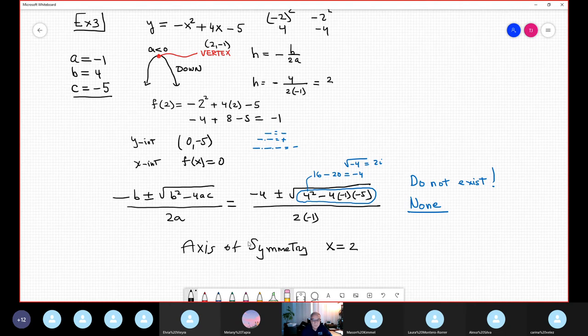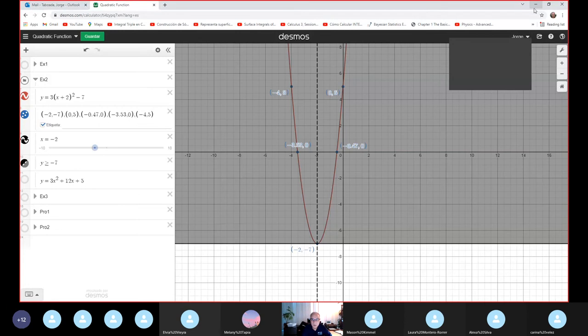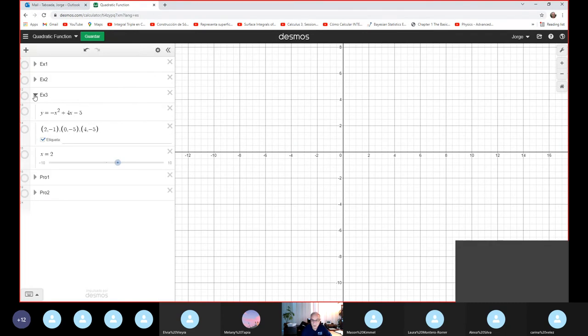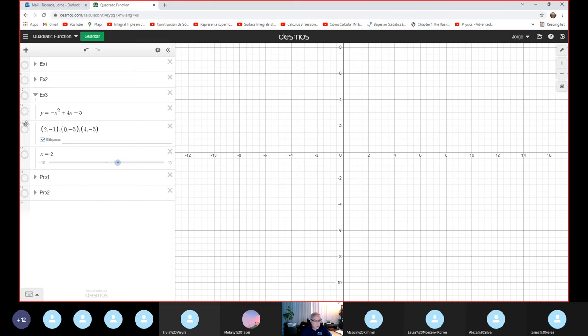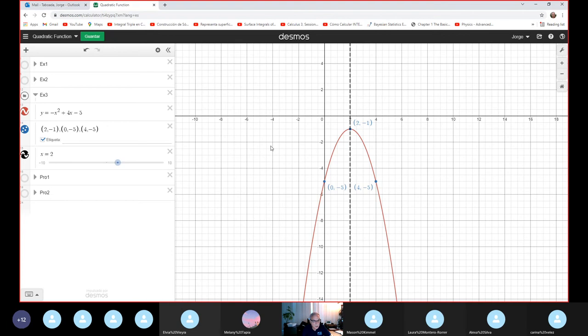Let's move to Desmos to see the next example. Switching to Desmos. Do you see this, guys? Let me see example 3. Example 3 looks like that. Boom. Now I discover that the vertex of this parabola is located at the point 2, negative 1, and this parabola opens down. And this parabola has its y-intercept at the point 0, negative 5.